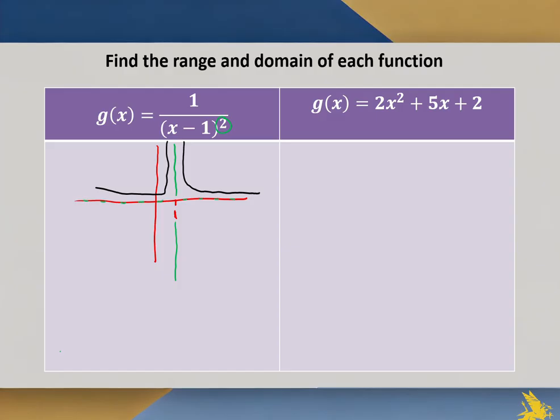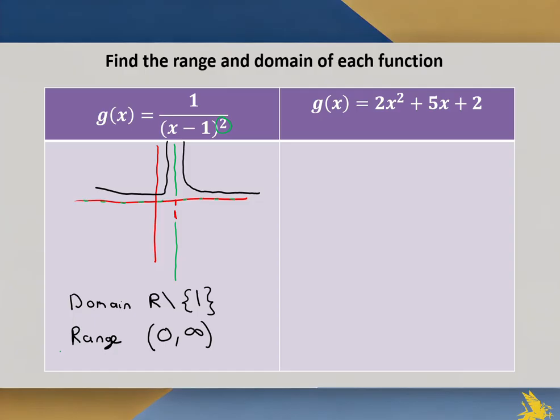In terms of my domain, there's all real numbers except where is the asymptote? The asymptote is going to be at 1. So my domain is all real numbers except for 1. My range is going to be all positive numbers, but it's never going to equal 0. So this is where I am able to, again, do the round bracket, say it's not going to equal 0. It's going to go to infinity.